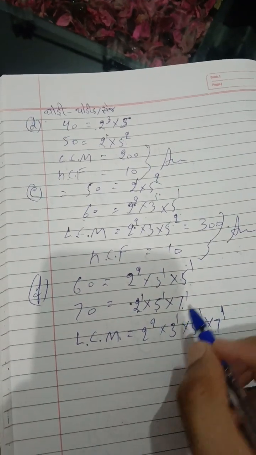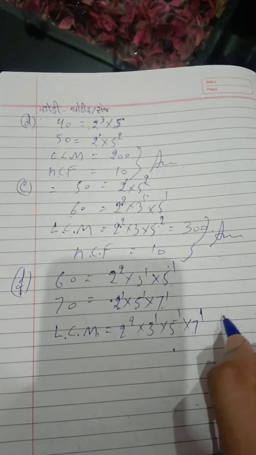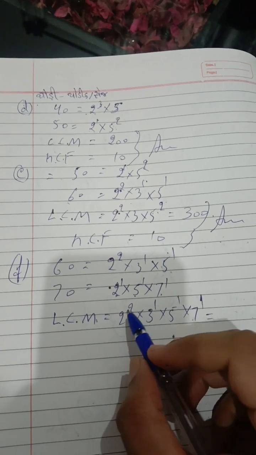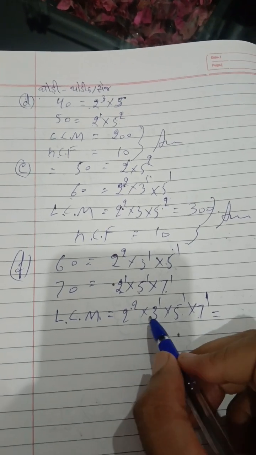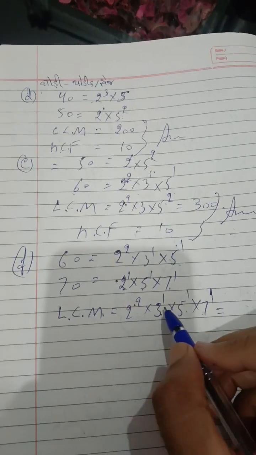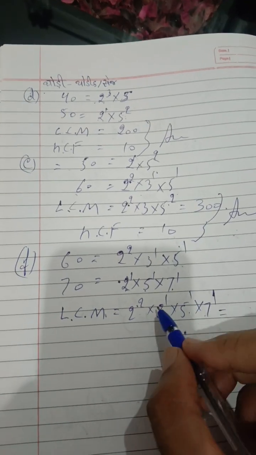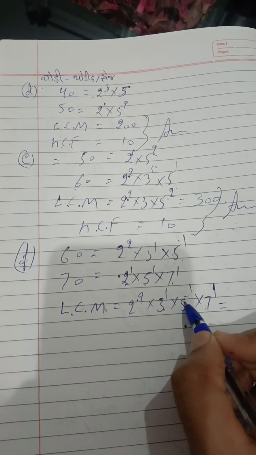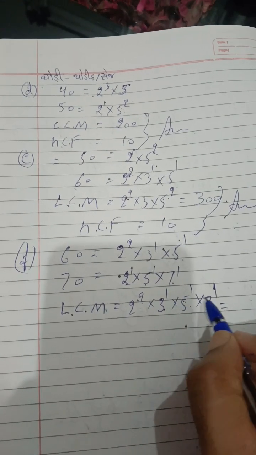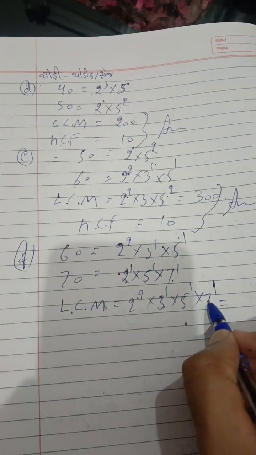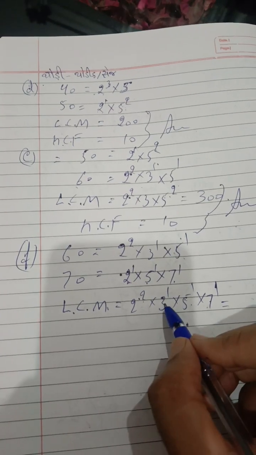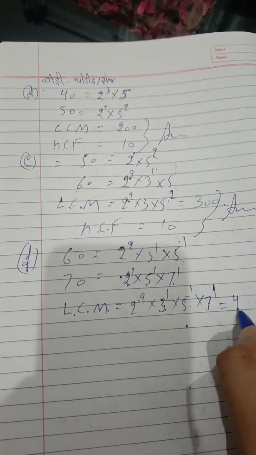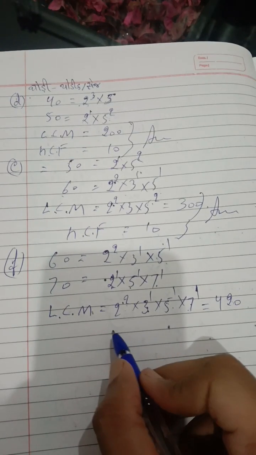Oh, it's going to be a huge number. 2 square 4, 4 into 5 is 20. We can multiply with 3, but it will give a weird number, 12. So, okay, 4 into 5 is 20, 20 into 7 is 140, and this gives 420.